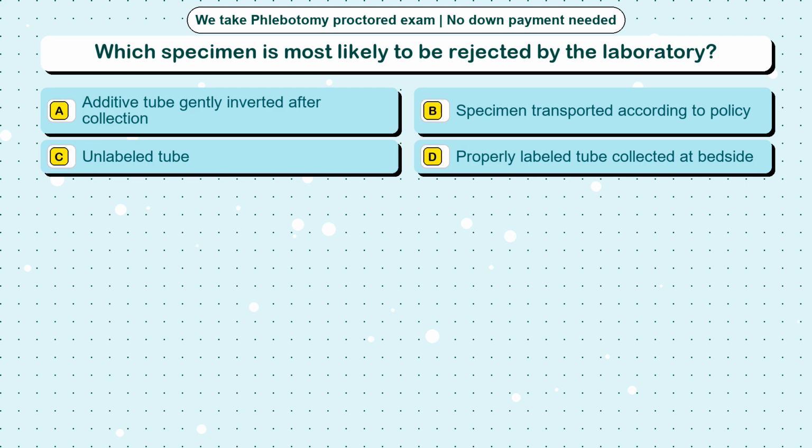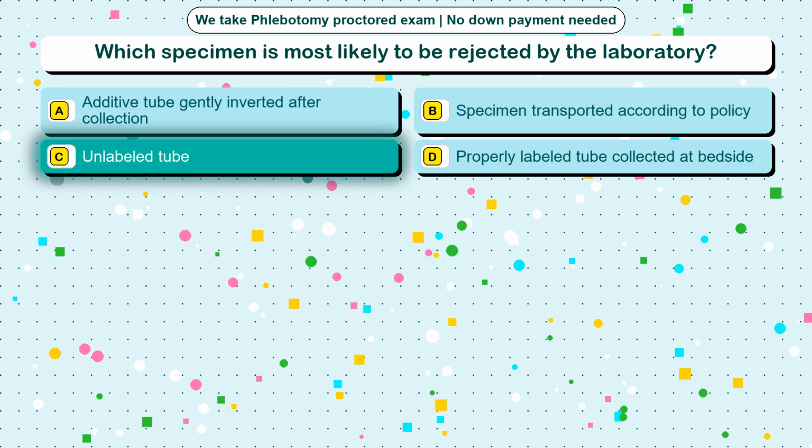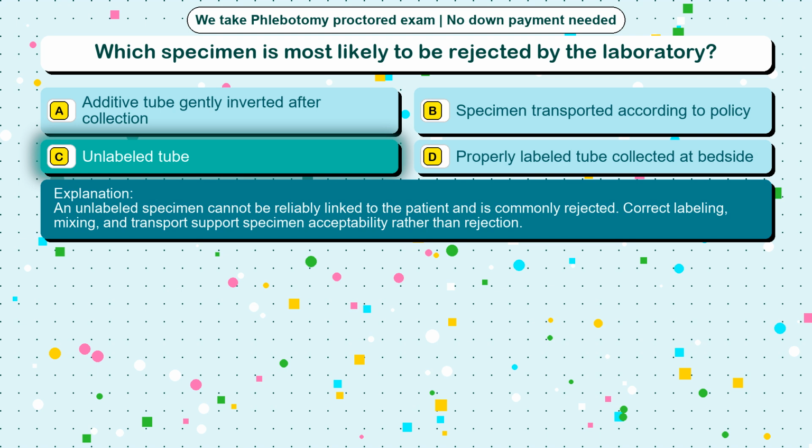Question 84. Which specimen is most likely to be rejected by the laboratory? Option A, additive tube gently inverted after collection. Option B, specimen transported according to policy. Option C, the unlabeled tube. Option D, a properly labeled tube collected at bedside. The correct answer is option C, unlabeled tube. An unlabeled specimen cannot be reliably linked to the patient and is commonly rejected. Correct labeling, mixing, and transport support specimen acceptability rather than rejection.